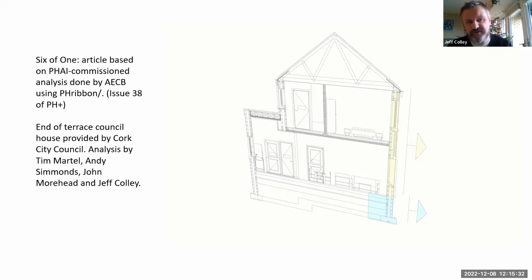This was an end of terrace council house provided by Cork City Council. It's a small enough house. I can't remember exactly whether it was 80 odd square meters, something like that. And Tim did the analysis with Andy, an architect who's a member of the Passive Association, called John Moorhead, and myself.